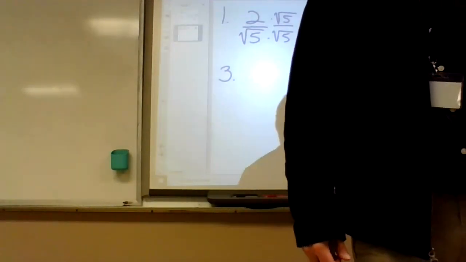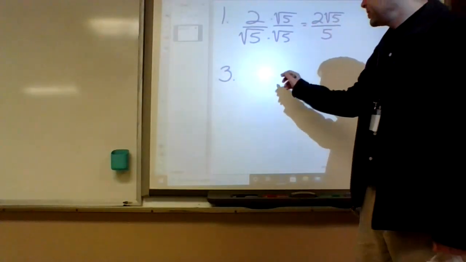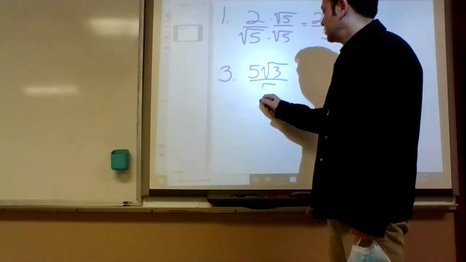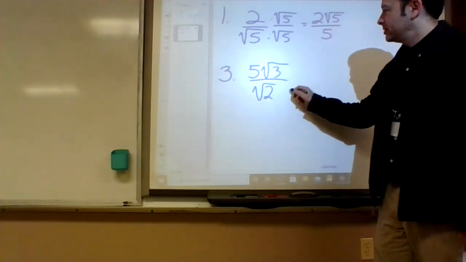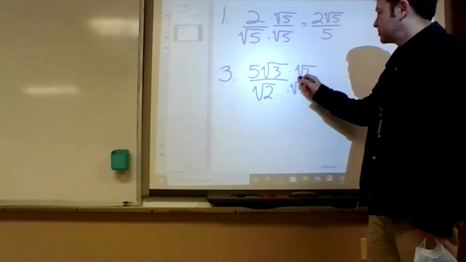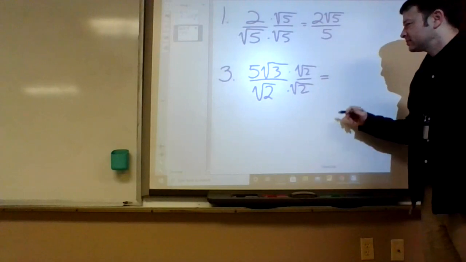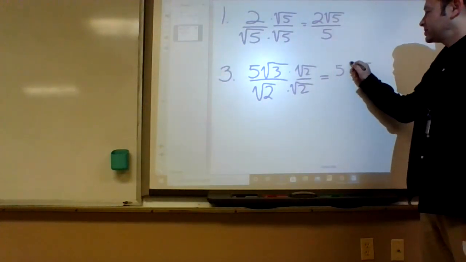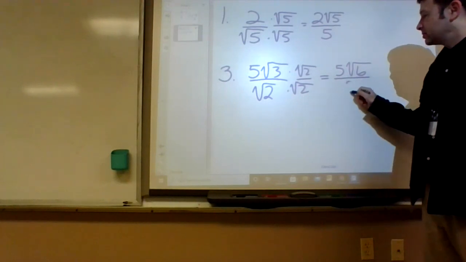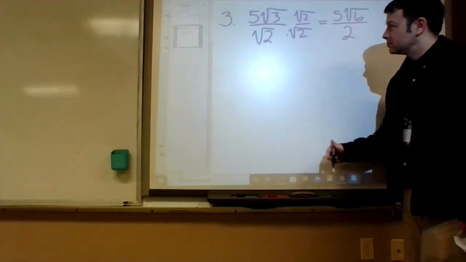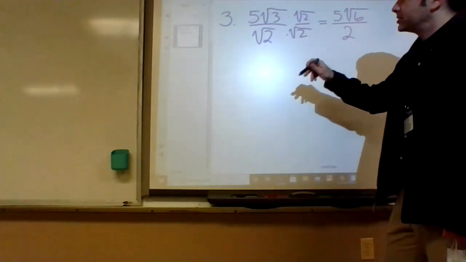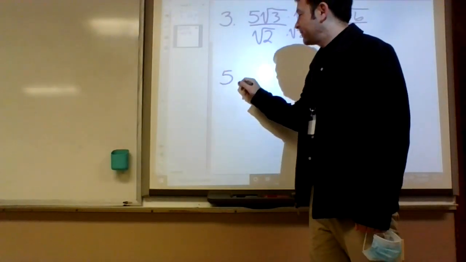Number 3: 5 square root of 3 over square root of 2. Same thing, times square root of 2. So what's that going to be? 5 square root of 6 over 2. And make sure that doesn't reduce, right? It doesn't.